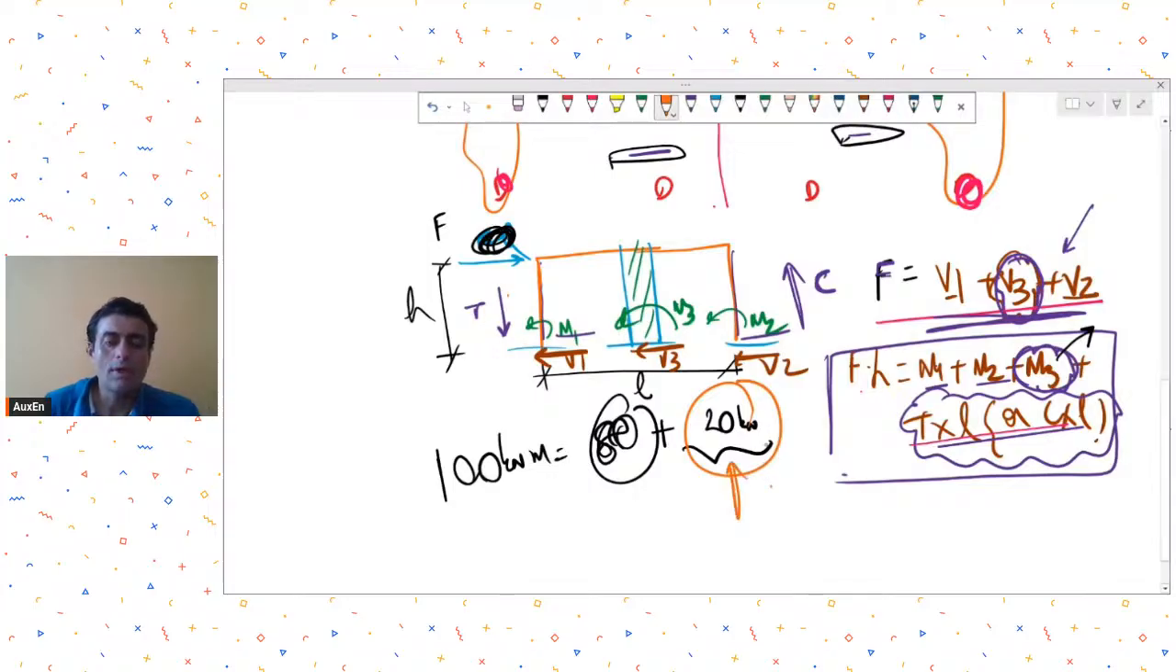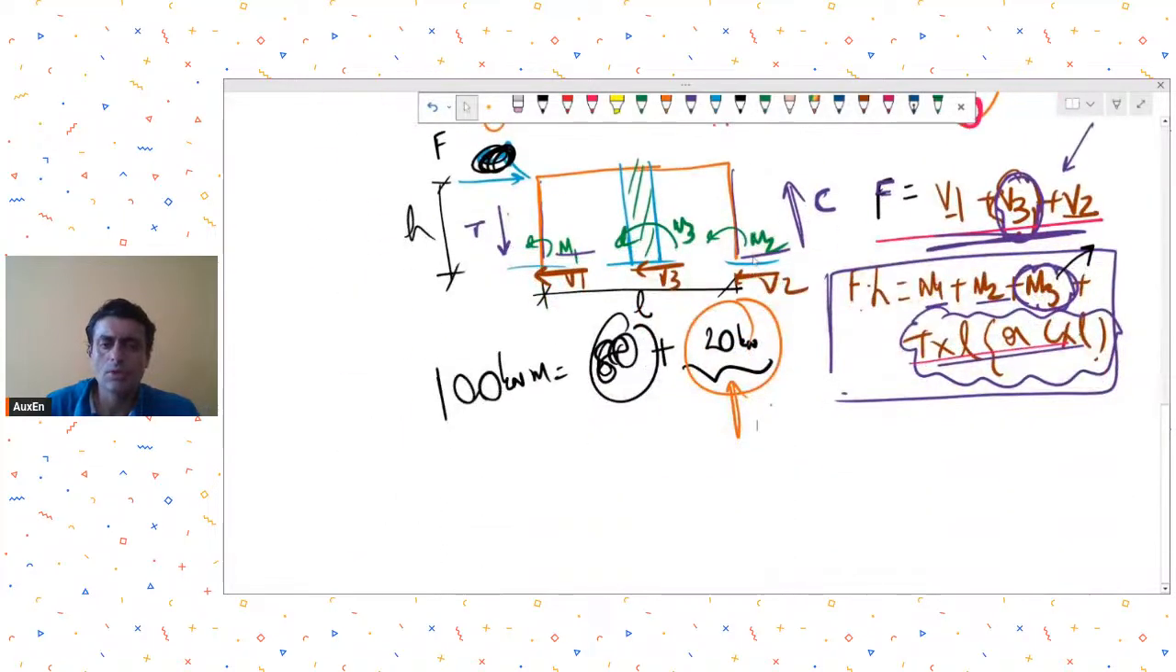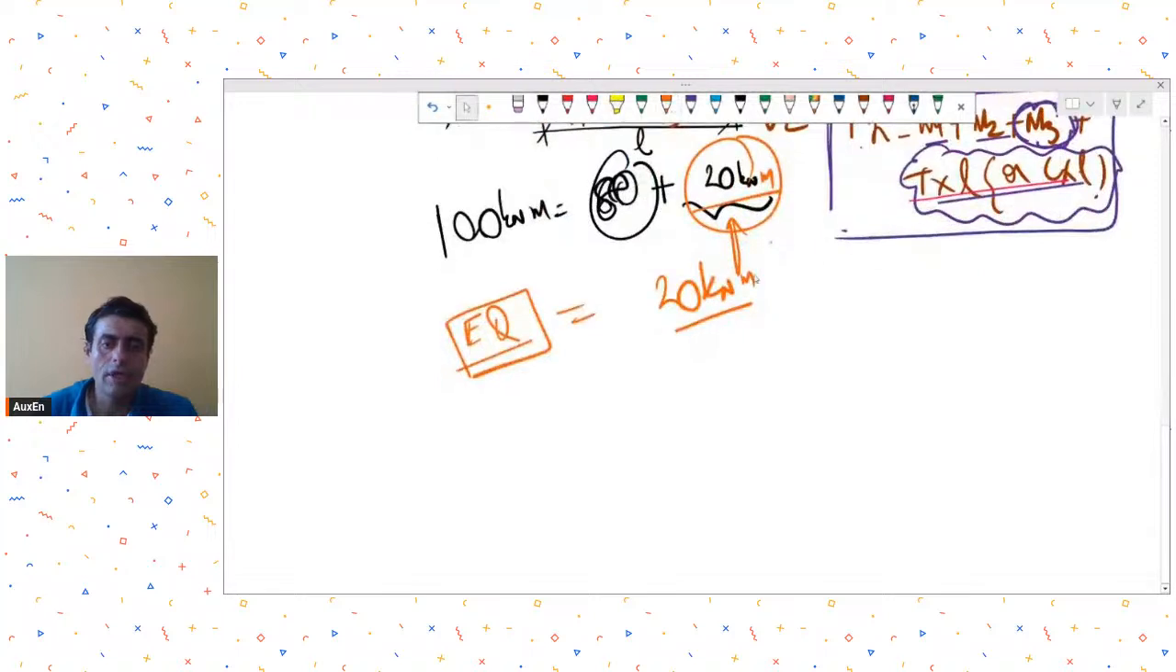Okay. Now what did you want? As per the codal provision, you wanted that it should resist 25%. So now this is all jugaad work. Now what you can do, for, let's say, EQ, when the force applied was EQ, you saw that columns are resisting 20 kilonewton meter of the moment. But what do you want? You want 25 kilonewton meter to be resisted. Why 25? Because 25 percentage is what you want. So you wanted 25 kilonewton meter to be resisted.